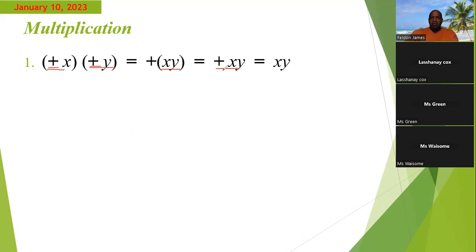Now, when we have positive values in our answer, we don't have to write the answer with the plus sign in front of it. It is understood that when you write an answer without a plus sign or without a minus sign, we take the answer to be positive, all right? So positive x times positive y gives you positive xy, which is written as just xy.